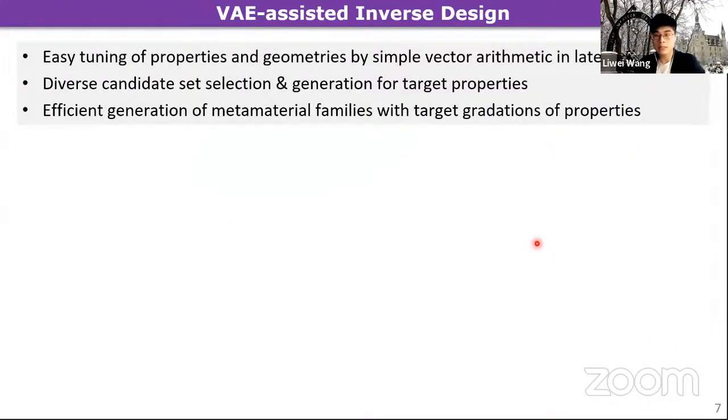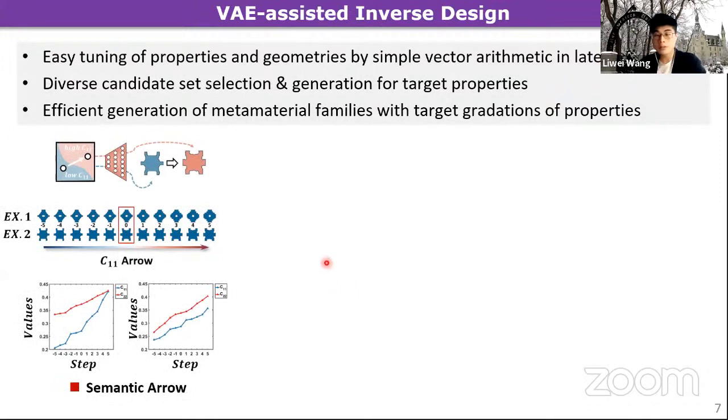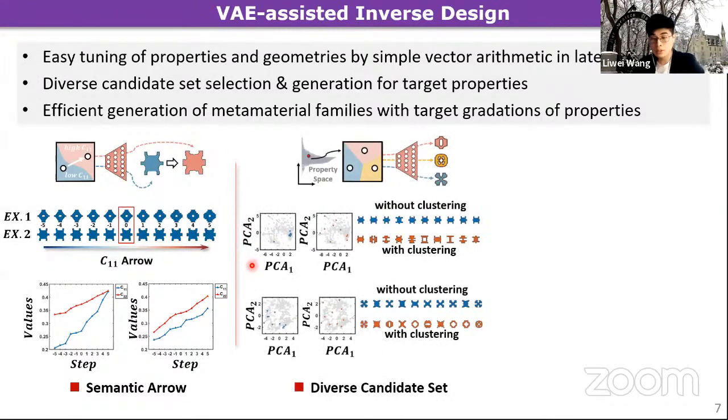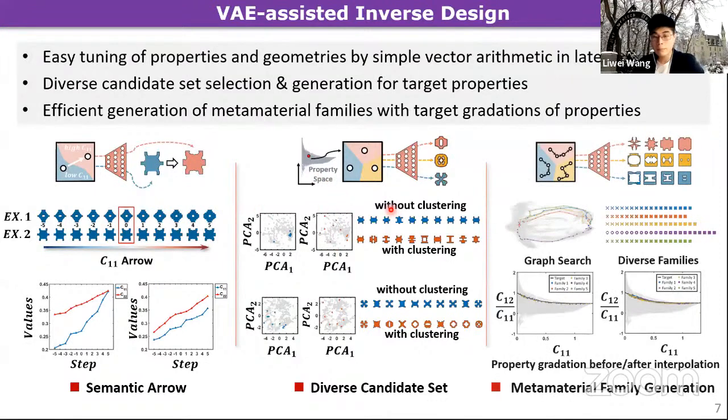With this control panel, we can achieve easy tuning of properties and geometries by simple vector arithmetic in the latent space. For example, for the first entry in the stiffness matrix, C11, we discover a corresponding arrow in the latent space. By moving in these directions, complex geometry manipulations can be easily achieved to increase the C11 value. Similar arrows could be found for other properties such as the Poisson's ratio. Recognizing that inverse microstructure design is not unique, we also develop a clustering-based algorithm to select or generate diverse candidates for a given property, by capitalizing on the distance metric and performing simple clustering in the latent space. Finally, by graph searching and interpolation in the latent space, metamaterial families can be efficiently generated, rendering the target gradation of the properties.